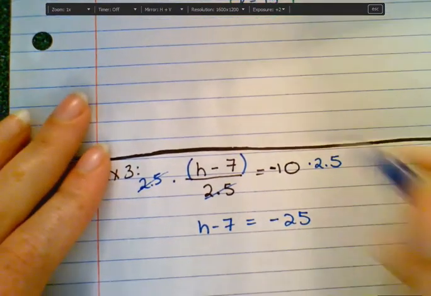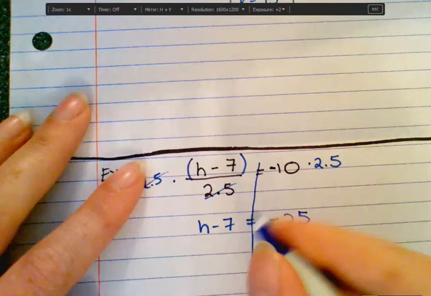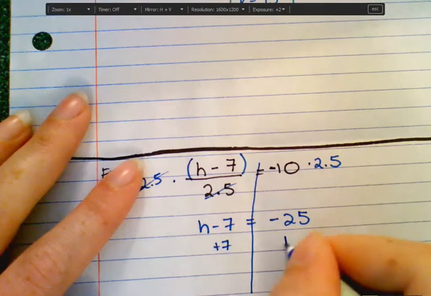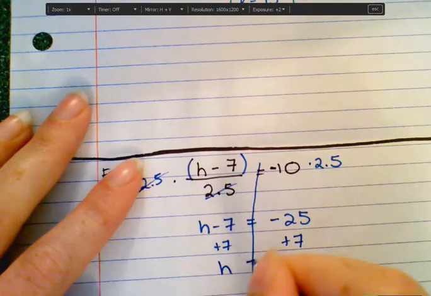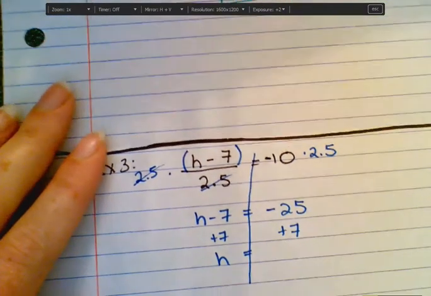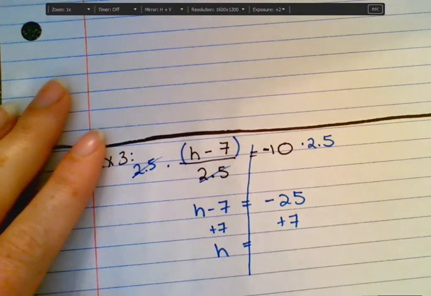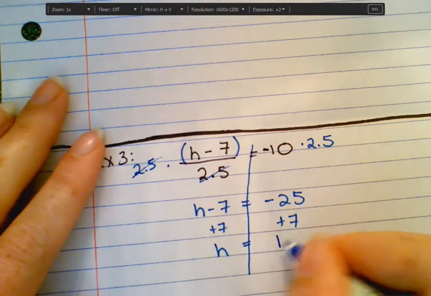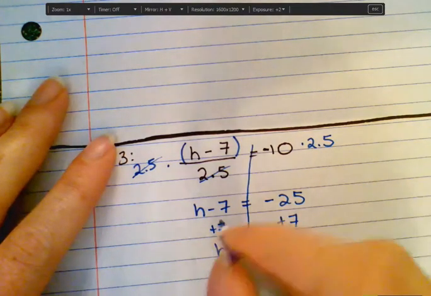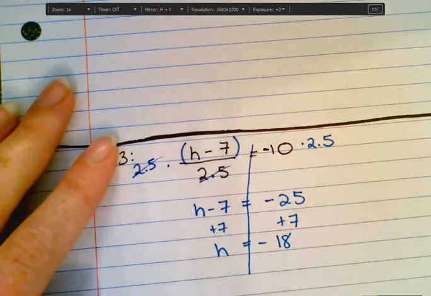We're almost there, actually. We need to just get rid of that minus 7. So I'm going to add 7 and add 7. Now, negative 25 plus 7, remember those are different signs, so it's really like we're subtracting and keeping the sign of the bigger number. So 25 minus 7 is going to be 18. We keep a negative, so h equals negative 18.